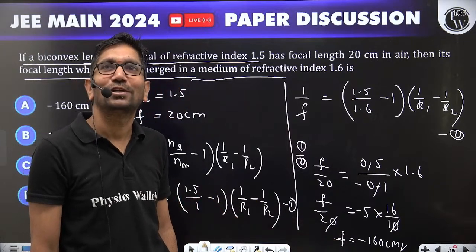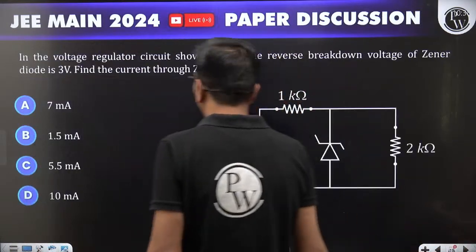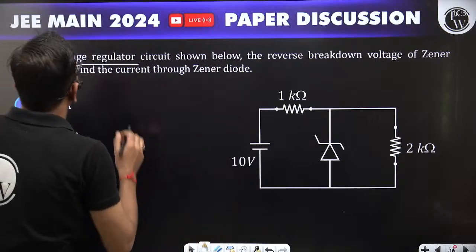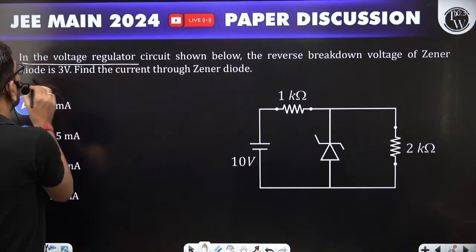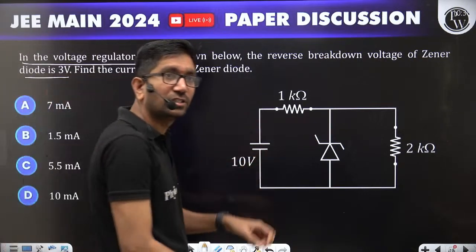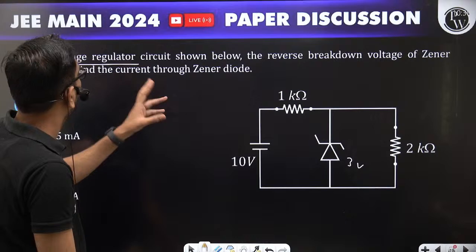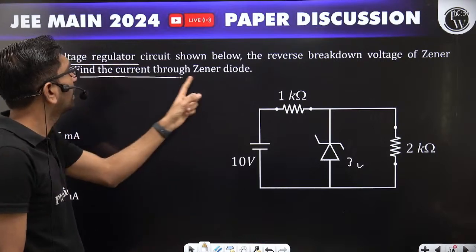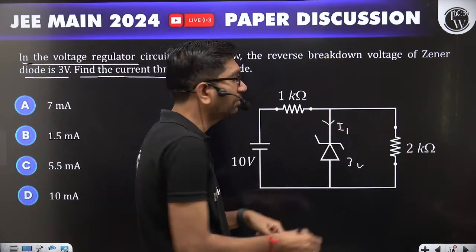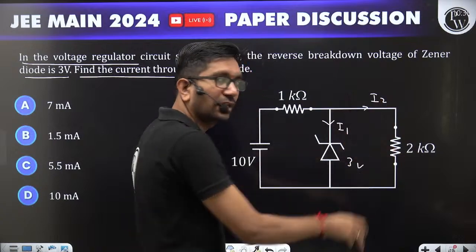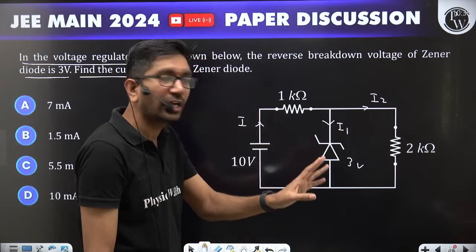Yes, chalo. Let us move toward the next question. In the voltage regulator circuit shown below, the reverse breakdown voltage of the Zener diode is 3 volt. The voltage here he given as 3 volt. What you have to find out is the current through the Zener diode. So you have to find the current across the Zener diode, let it be I1. The current moving towards here be I2. The current flowing in the circuit be I. Observe carefully.